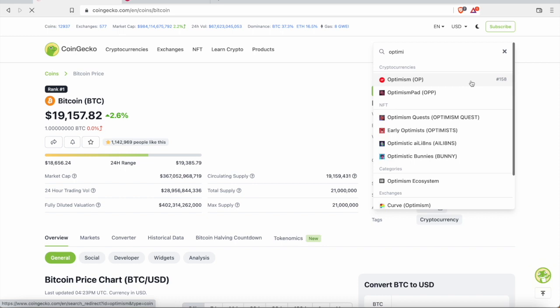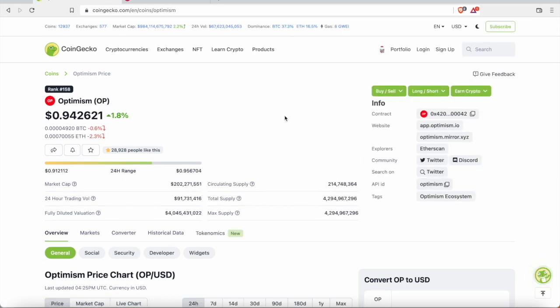Here it is. So, Optimism is a layer 2 scaling solution on Ethereum. Again, this video is not really about telling you what Optimism is, it's about understanding how to assess the fundamental value of projects. So if you look at Optimism right now, you see that the market cap of Optimism is $202 million.